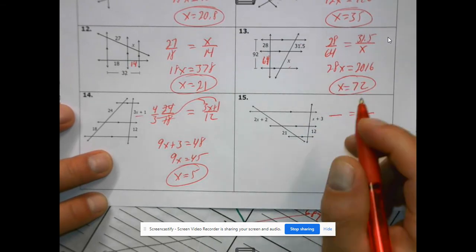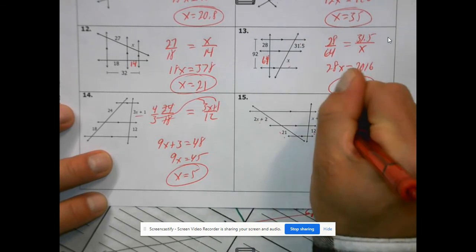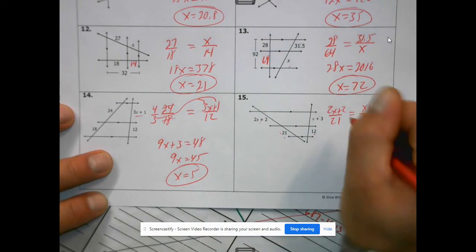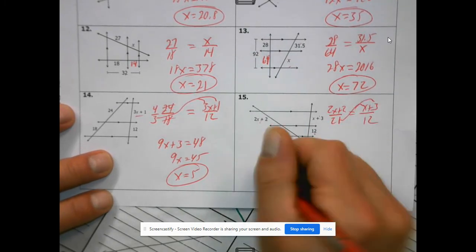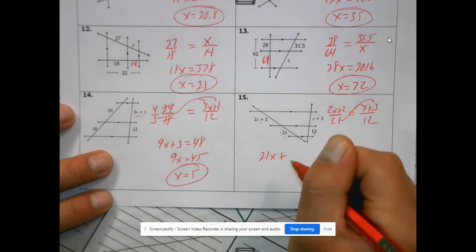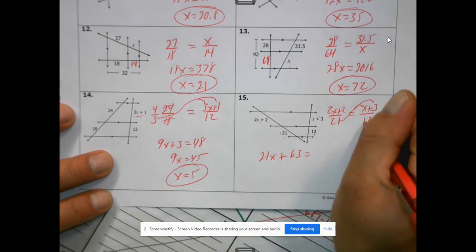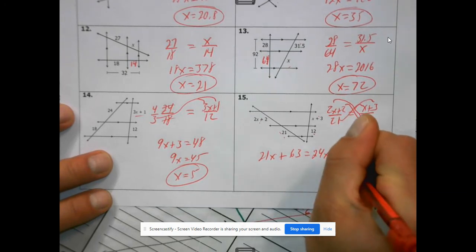Number 15. Let's go top down, top down. 2x plus 2 over 21 equals x plus 3 over 12. Cross multiply. 21 hits both pieces, so 21x plus 63. 12's got to hit both of these pieces. So that'd be 24x plus 24.